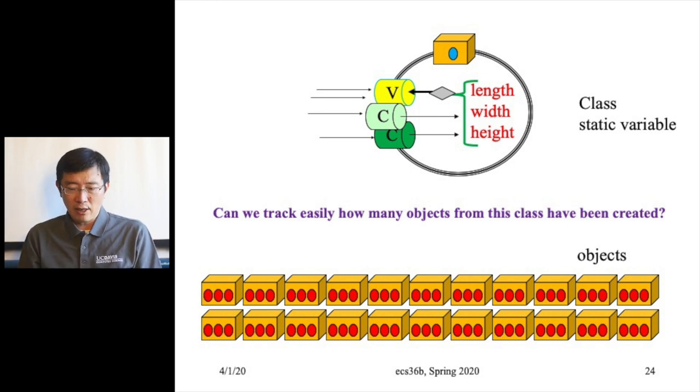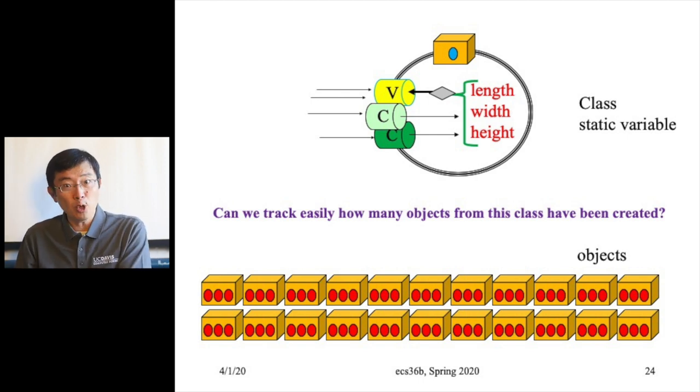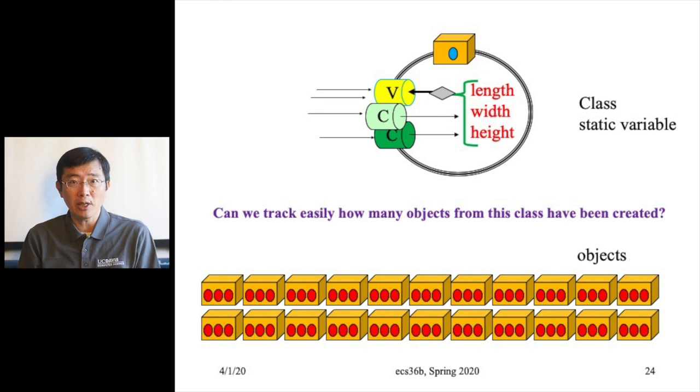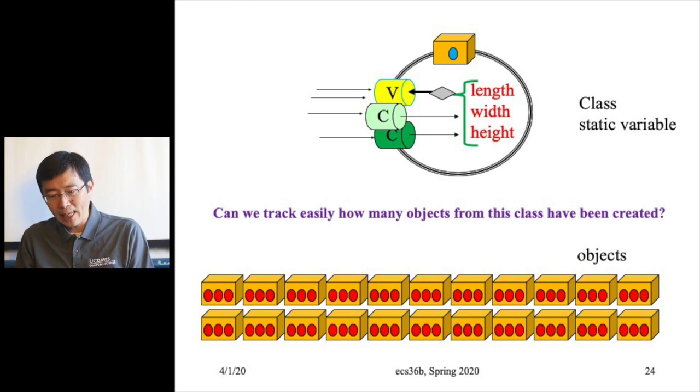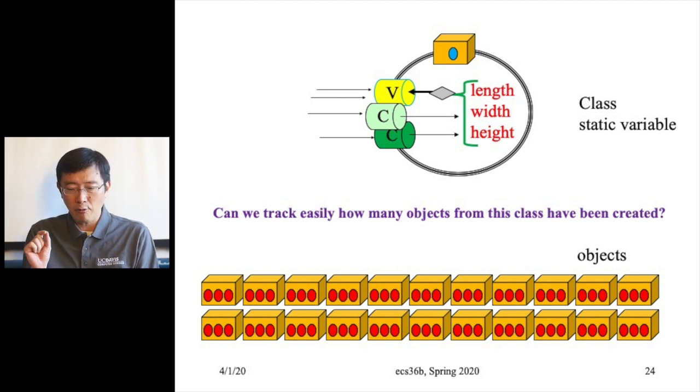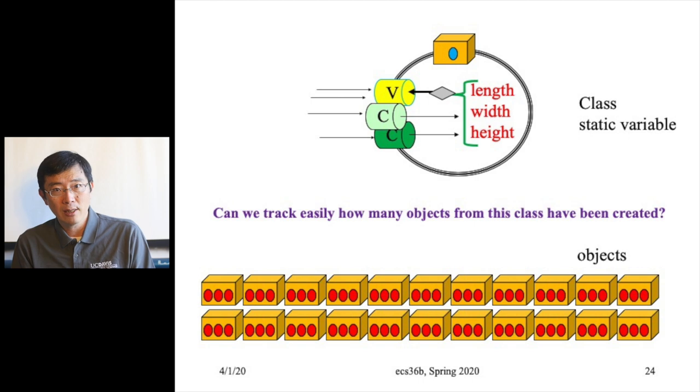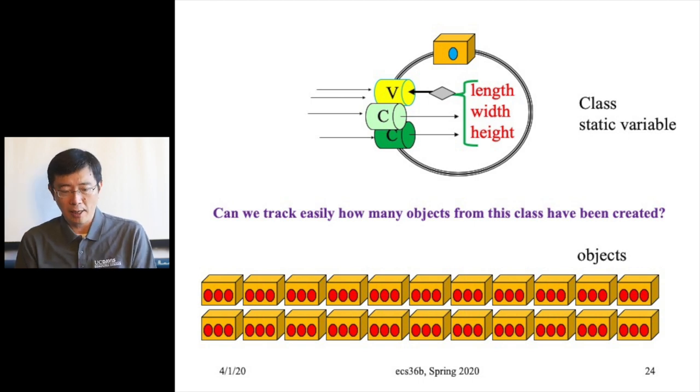In this figure, the red represents the three private variables. When you create a new object, you duplicate them. You have a copy of the three variables for every single object that you create. However, no matter how many objects you create, the blue star, which represents the count of the objects, stays there. It's only one copy associated with the class.